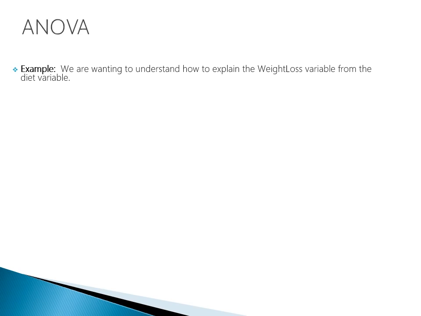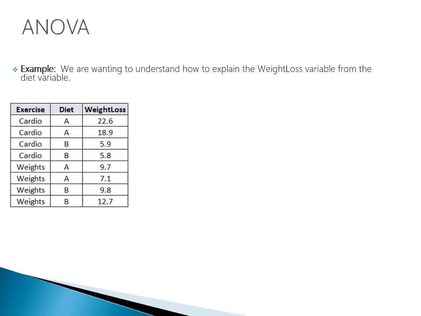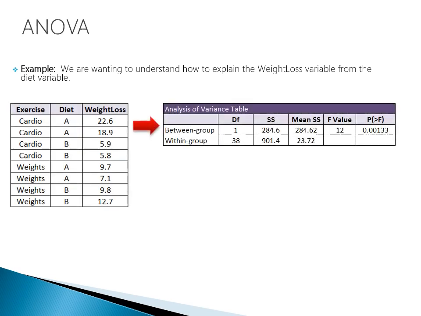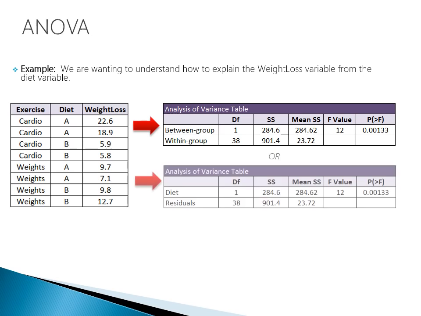We want to understand how to explain the weight loss variable from the diet variable. So we can do this through the analysis of variance table. And when we run this specification in the R language or your statistical package of choice, we get an output that looks like this. Another way to think of it is, instead of looking at the between group and within group, think of the between group as the diet variable and the within group as the residuals.